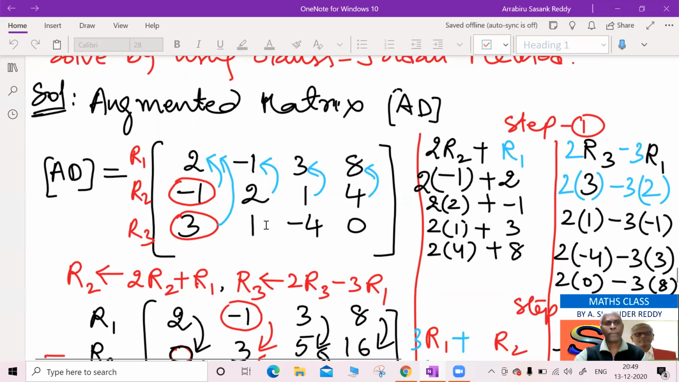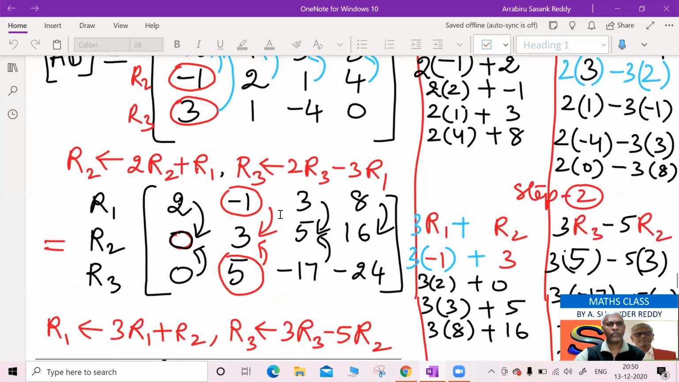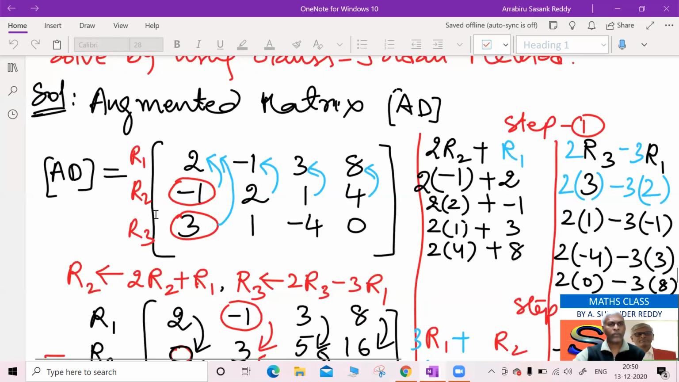After that, in step 1, we need to convert the first column's second and third elements into zeros. So in step 1, R1 is the same. We need not change the first row. So write the first row as it is, 2, minus 1, 3, 8. We only have to change R2 and R3 in the first step, so that the first elements in R2 and R3 become 0.